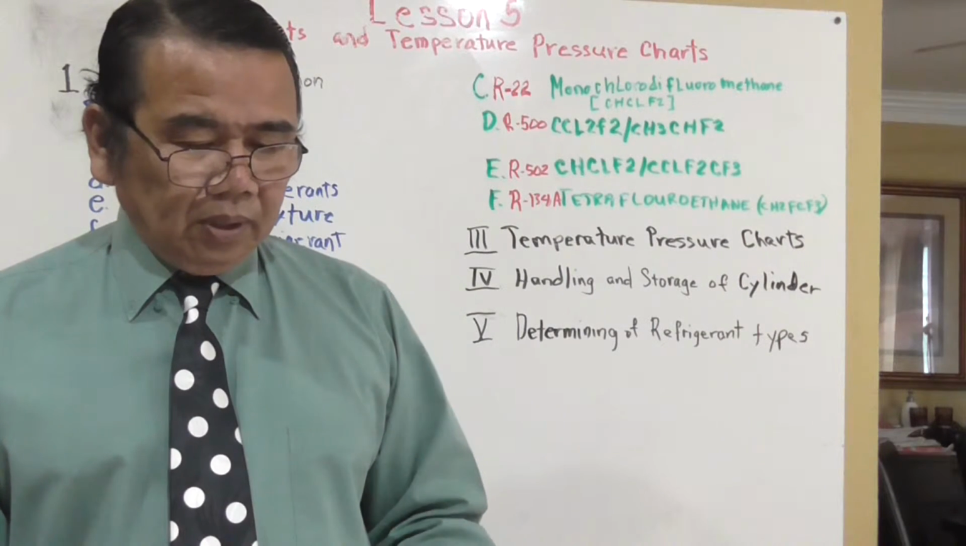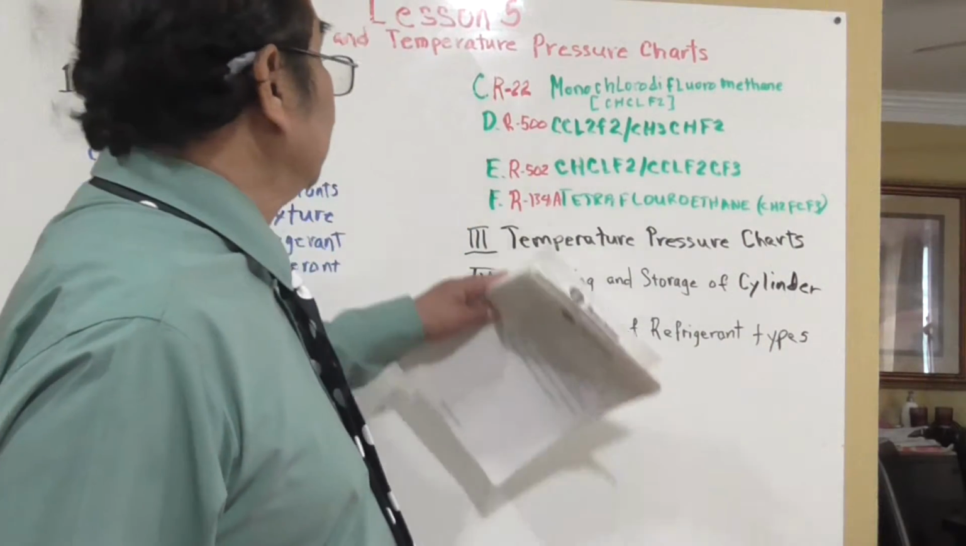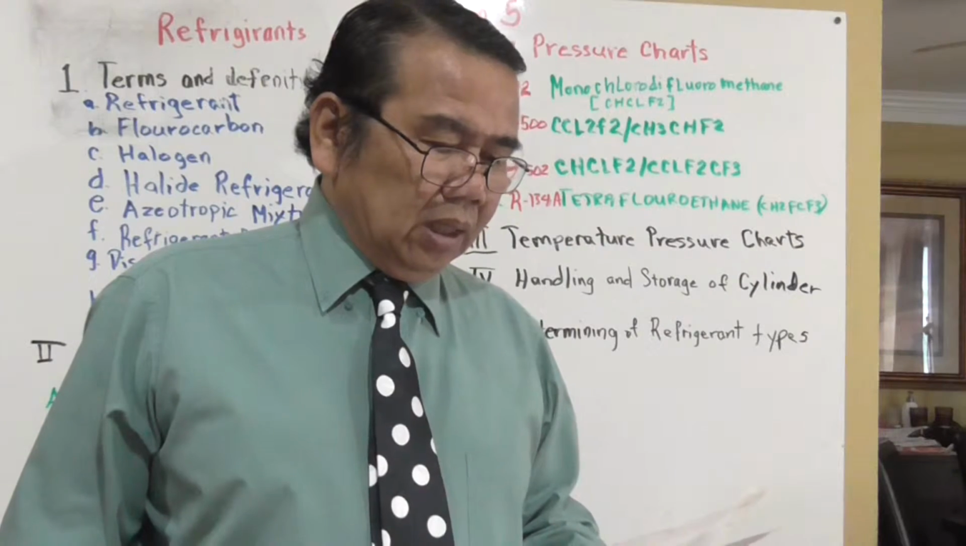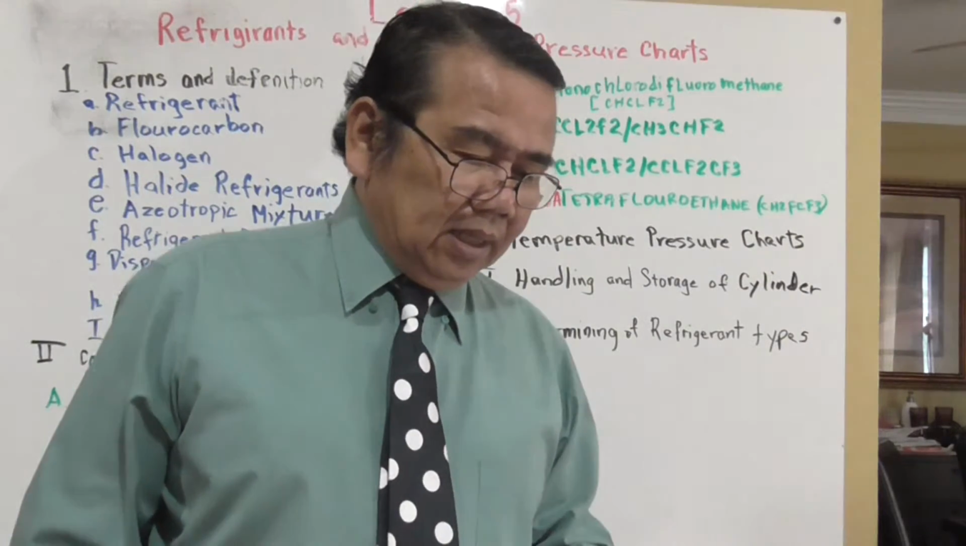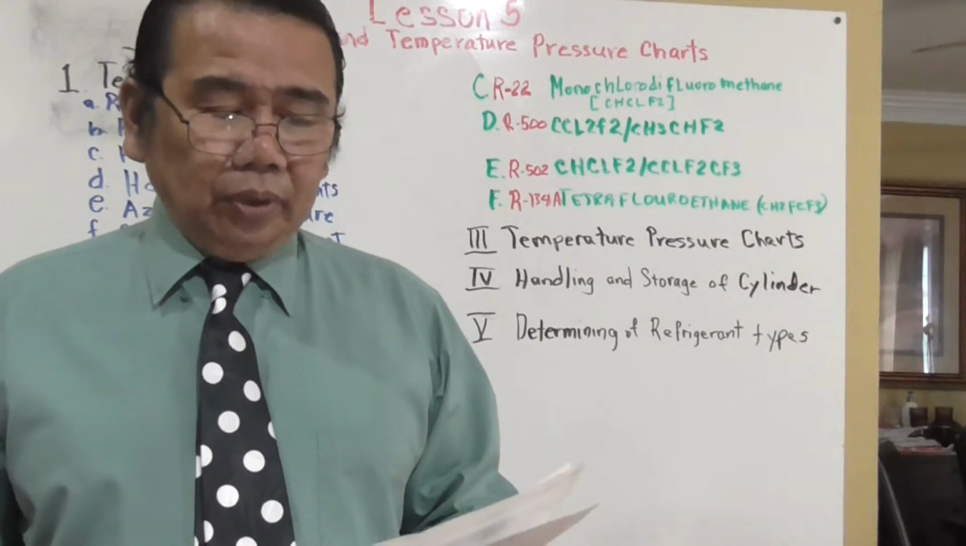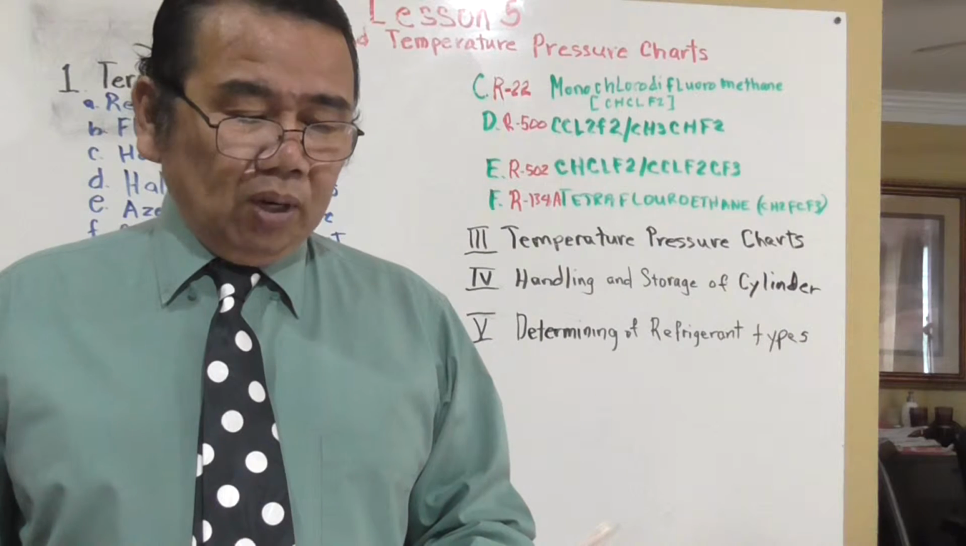And then the next one we're going to be talking about is R502. R502 is an azeotropic mixture of 48.8% R22 and 51.2% R115.